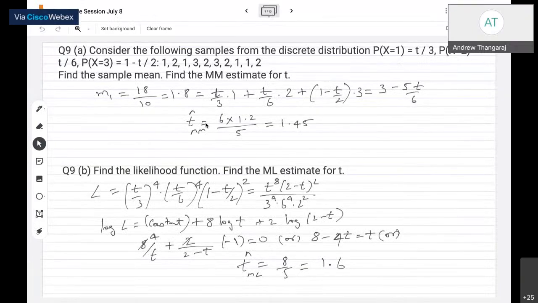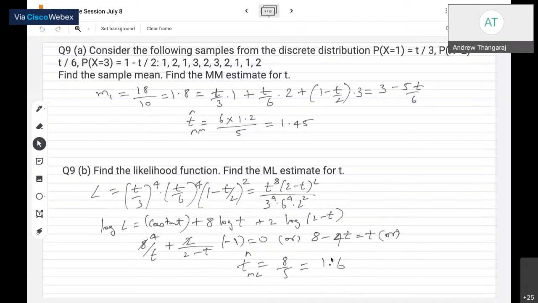The solution is the likelihood function is t by 3 power 4 times t by 6 power 4 times 1 minus t by 2 power 2. Okay. I collect the constants together and the variables together. I get t power 8 times (1 minus t by 2) squared, times some constants. I take log. I simply keep a constant term here for all these denominators. What's interesting is 8 log t plus 2 log (2 minus t). Okay. And then I differentiate equal to 0. I get my t hat ML as 1.6.